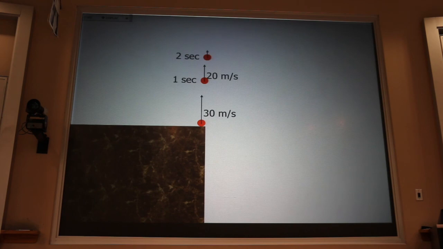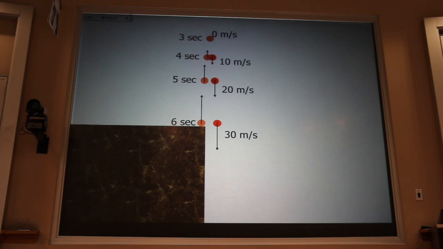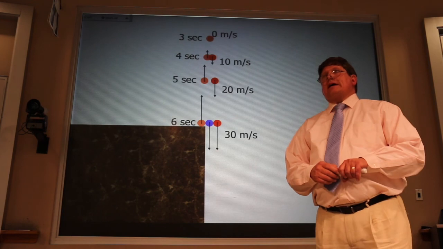A second after that, you take the 20 up and you add 10 down, you get 10 up. A second later, you take the 10 up, you add 10 down, you get 0. A second after that, you take 0 and add 10 down, you got 10. The second after that, you're going 20. The second after that, you're going 30. And that's the same speed that your friend threw the other ball, and that means that both of those balls will land at the same speed, but not the same time. The red ball is going to be landing 6 seconds later.